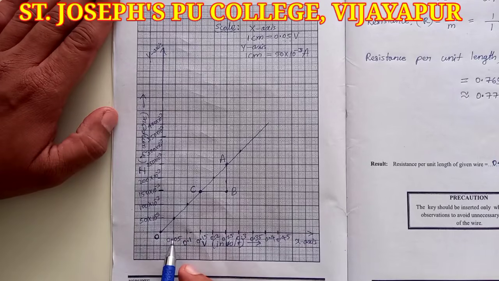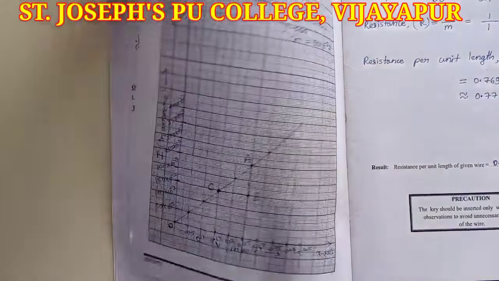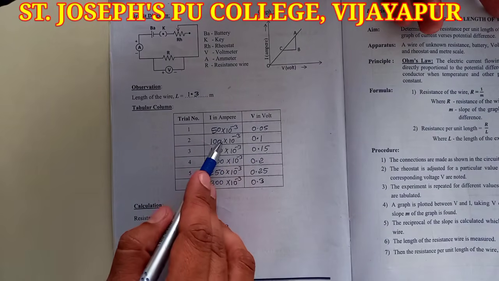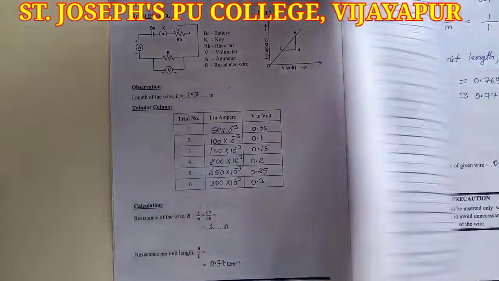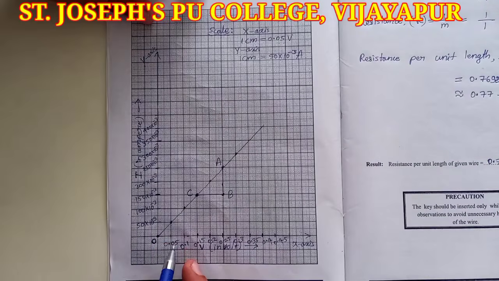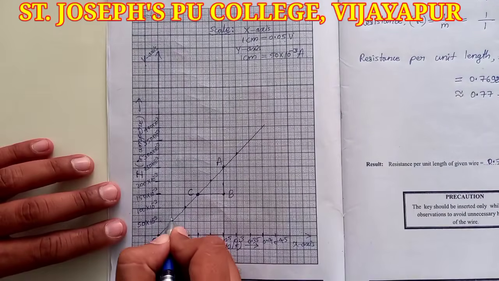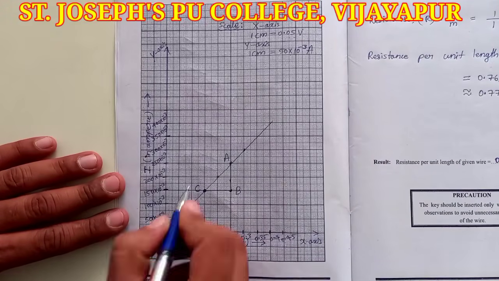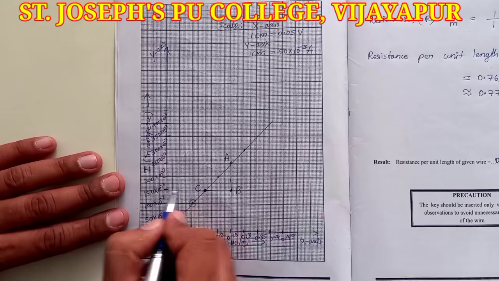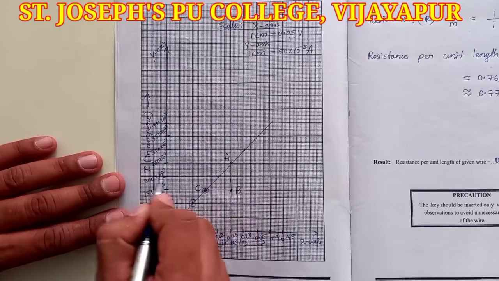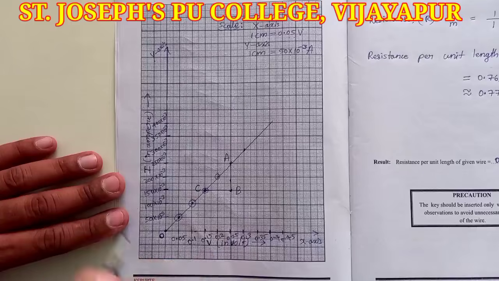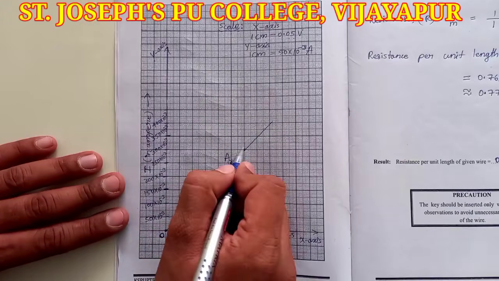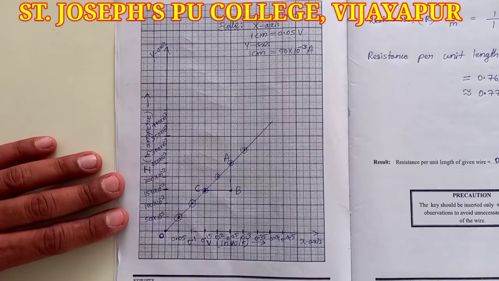Next, for 0.05 we have a value. I hope you remember the values. 50 into 10 to the power of minus 3, 0.05. For 100 into 10 to the power of minus 3, 0.1. So this will be the first point, and this is the second. Next for 150, 0.15; next for 200, 0.2; next for 250, 0.25; next 300, 0.3.